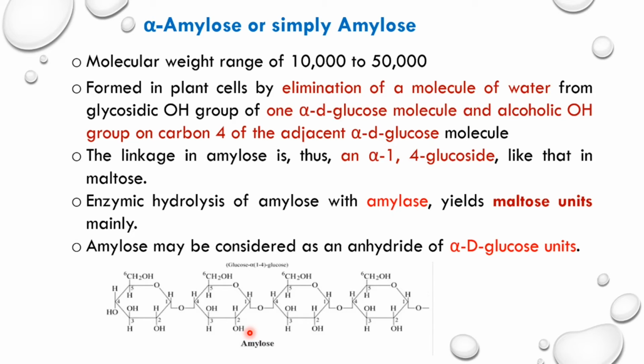Amylose may be considered an anhydride of alpha D-glucose units. Here is the structure of amylose: alpha D-glucose, and another alpha D-glucose, and another alpha D-glucose, and these molecules are joined together by alpha 1,4 glycosidic linkages.